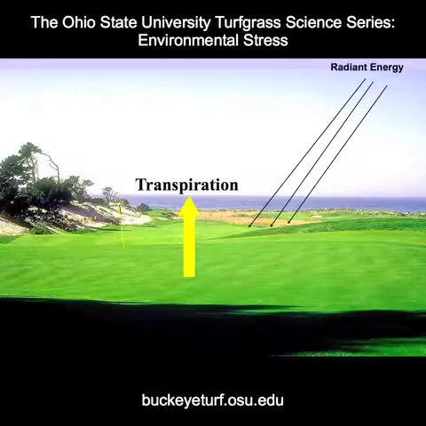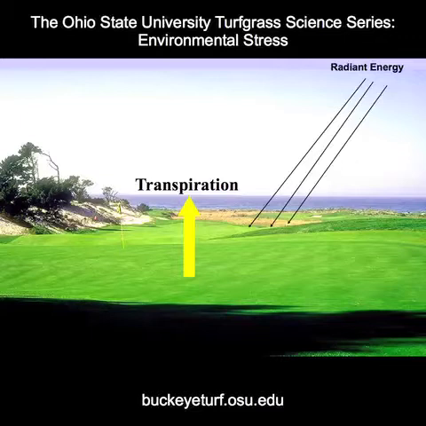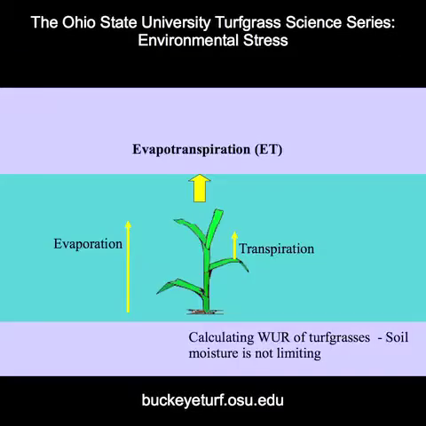The solar energy that is absorbed by the turf can be dissipated in several ways, including through latent heat of evaporation, which is transpiration. The water use rate, as previously mentioned, is the evapotranspiration or ET rate of the turf, which is both plant transpiration and soil evaporation. For calculating the water use rate of turfgrasses, the assumption is made that sufficient soil water is available and will not be a limiting factor for transpiration.